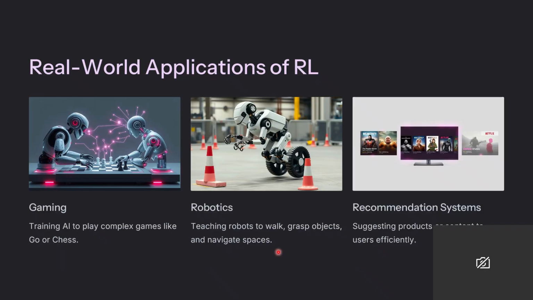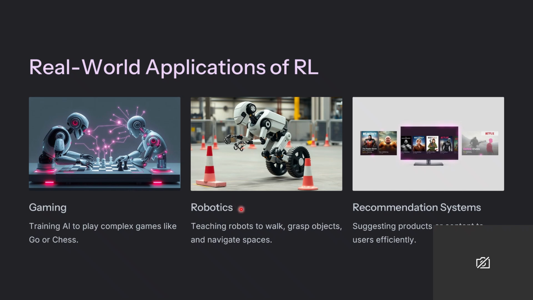Let's see some real world applications of reinforcement learning. First one is gaming. Reinforcement learning is used to train AI that can play games like chess, Go, or even video games. These AIs practice over and over to become champions.